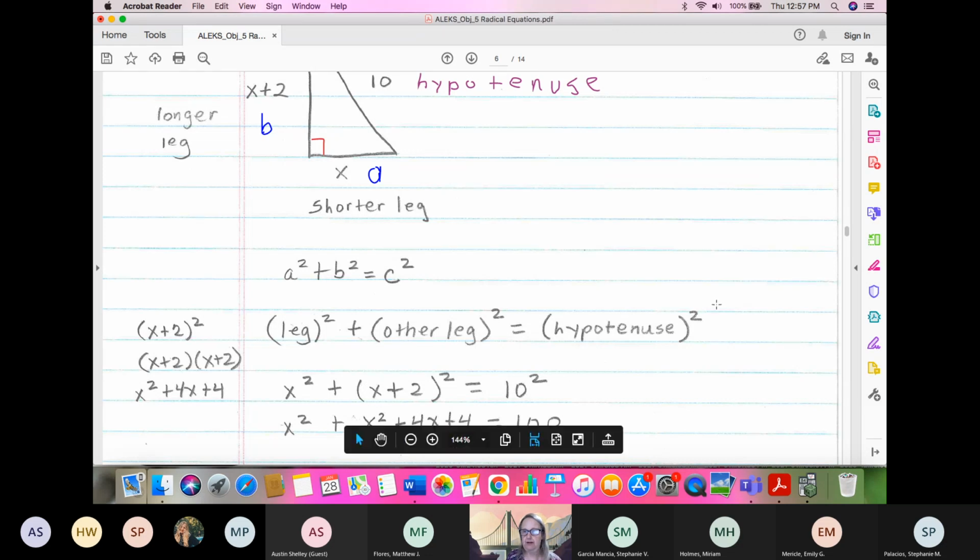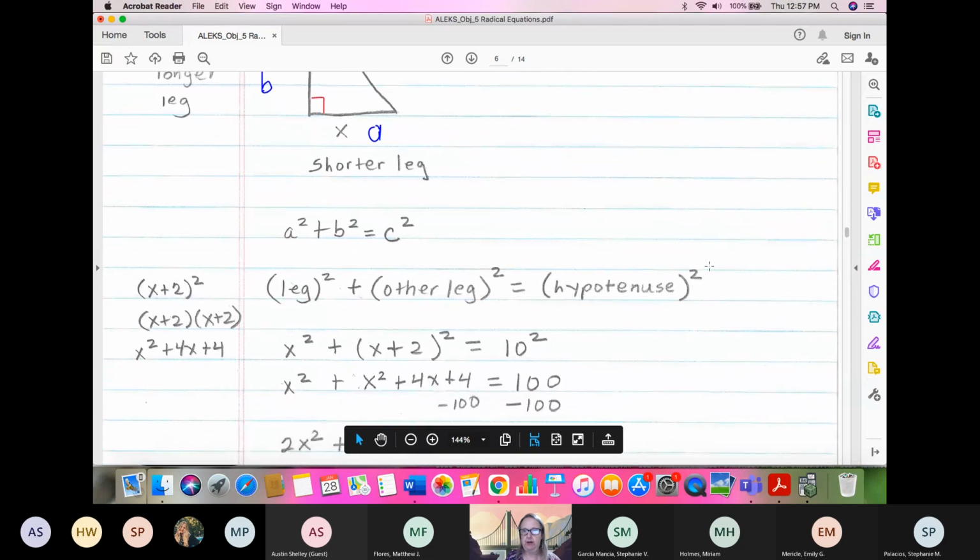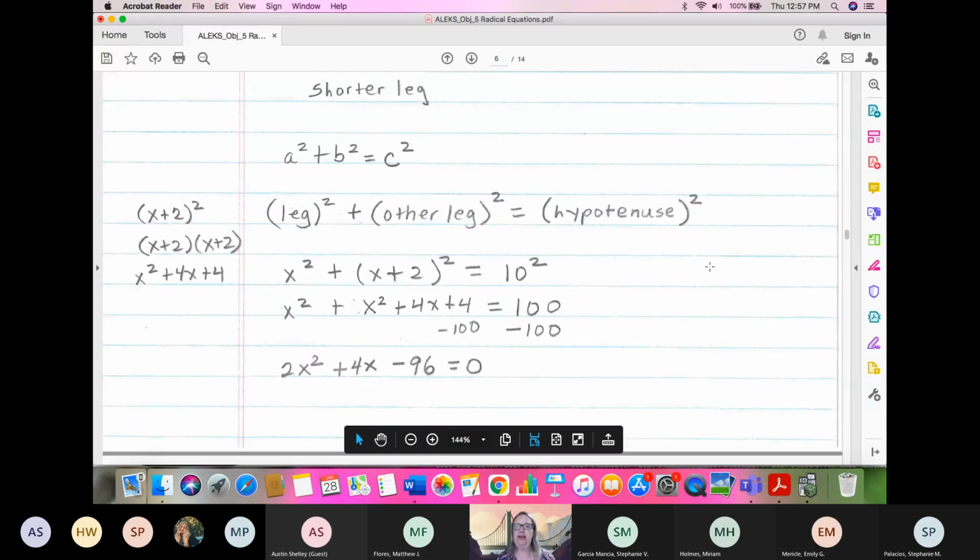But we have a square on each one of the terms. So how do we handle this? Well, we have an X squared here. Just copy it down. This is X plus 2 squared. This 2 means we have 2 of the base, X plus 2 multiplied together.